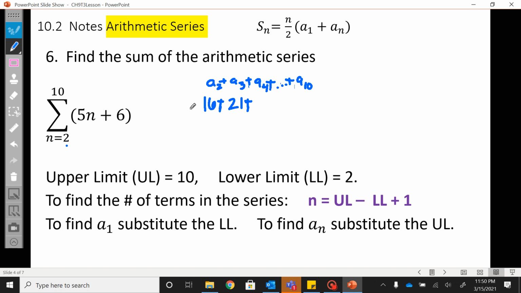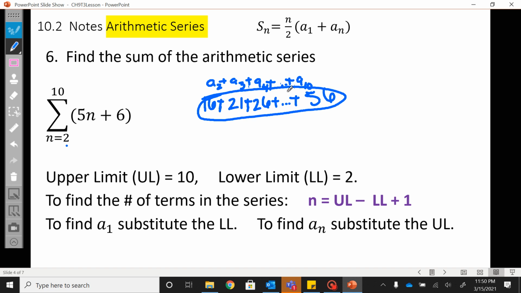A4, plugging in 4 here is 26, etc. Plugging in 10 would be 56. So this is the series that is described by this formula. That's what this says: add up all the terms 2 through 10 of 5n plus 6, which is 16 plus 21 plus 26, etc., all the way to 56.